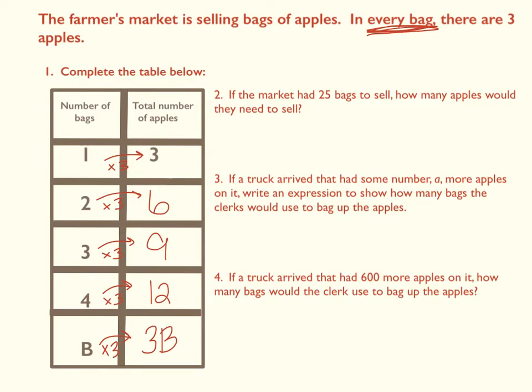Number 2, if the market had 25 bags to sell, how many apples would they need? Okay, so if I have 25, I could extend my table, but that would take me way too long. So let's just use that pattern and my expression here of 3b. So I know if I have 25 bags, I'm going to use that expression 3b. All I'm going to do is I'm going to substitute in 25 for b, because that's how many bags. So 3 times 25. 3 times 25 is simply 75.